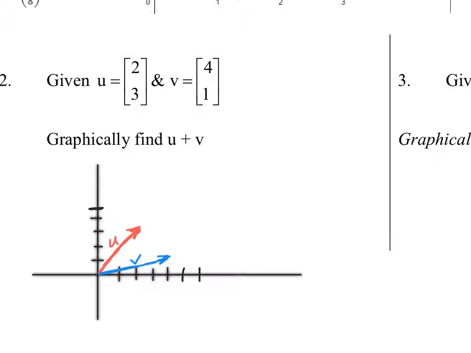Now, it says graphically find U plus V. You know that you could add these two vectors. You know that 2 plus 4 is 6, 3 plus 1 is 4. So you already know the answer, but this says to graphically find the sum of the two vectors. I'm looking for something very particular. All right?